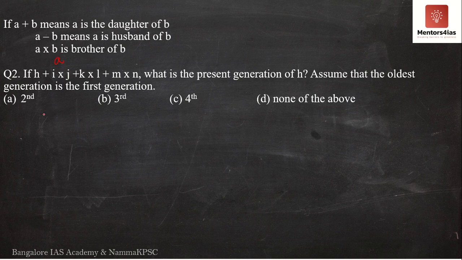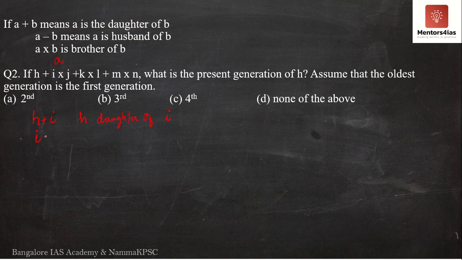Again, same thing. H plus I. We have H plus I. What does H plus I mean? H is daughter of I. Now the gender does not matter here because the question is asking for the generations, not the relationship between them. But to draw the family tree, I'm just going to write this down over here step by step so that it's easier for everybody to understand.